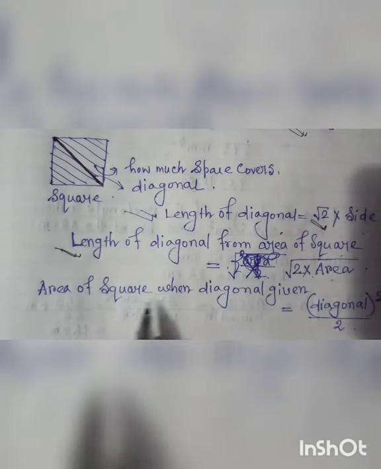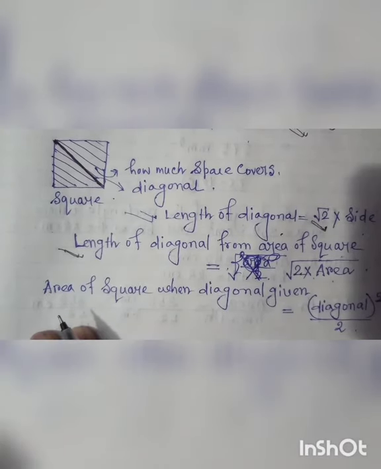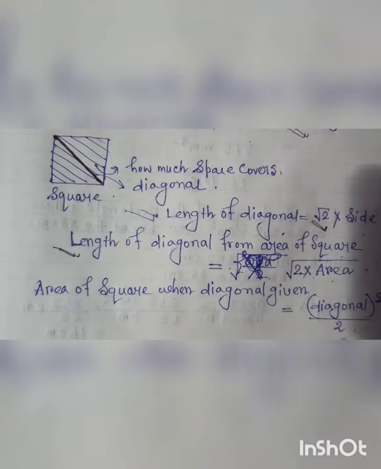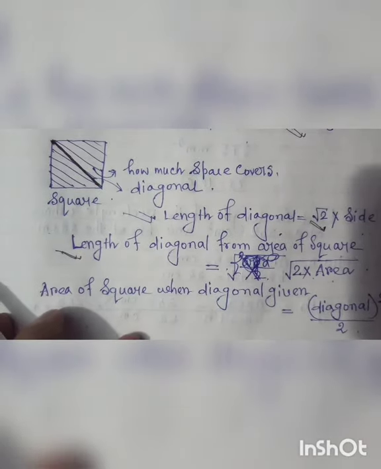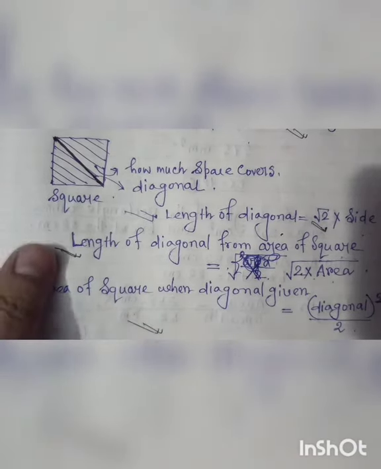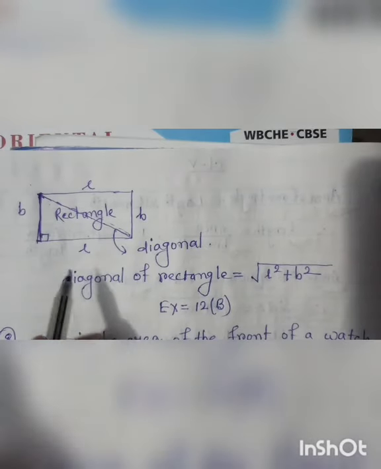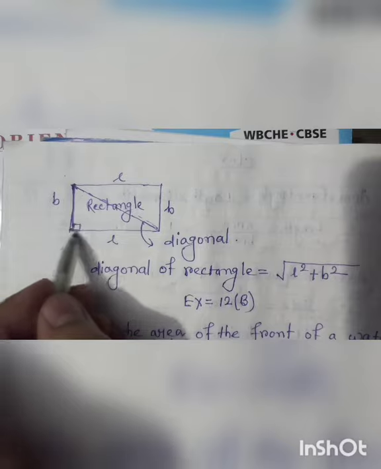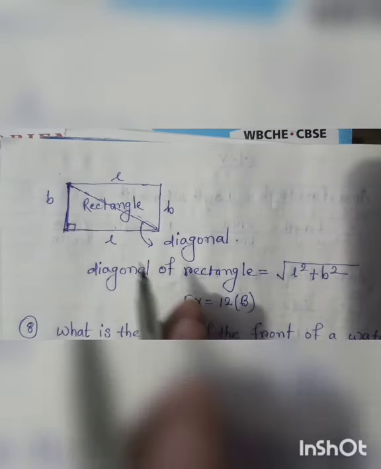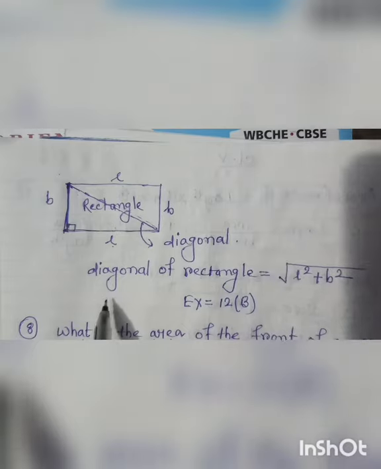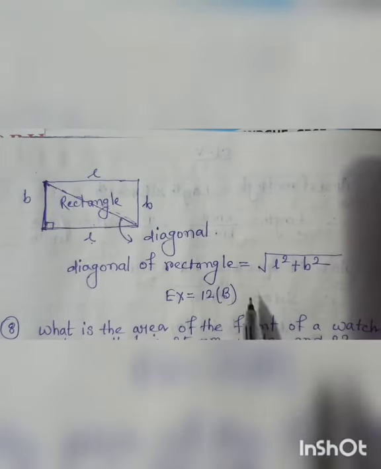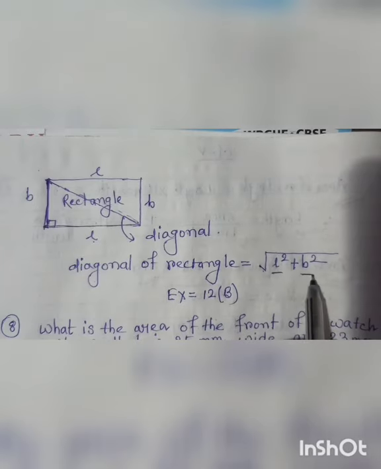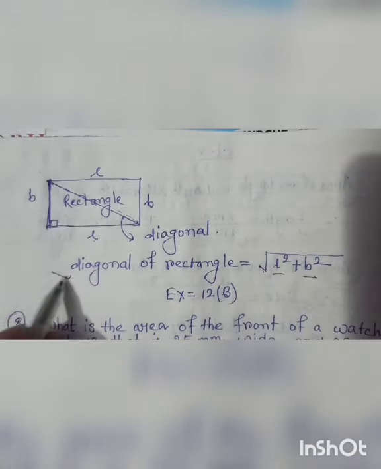Similarly, sometimes the diagonal is given and you have to find the area of the square. Then area is equal to diagonal square by 2. Diagonal square means diagonal into diagonal, divided by 2. These are some basic formulas. Okay. This is a rectangle, this is the length and this is the breadth. Length we generally take greater than breadth. So how to find the diagonal of the rectangle? That is the root over length square plus breadth square. Okay, so these are some basic formulas.